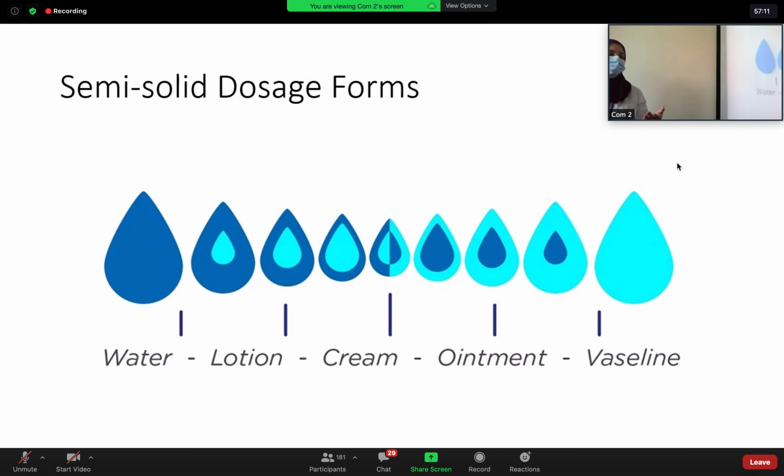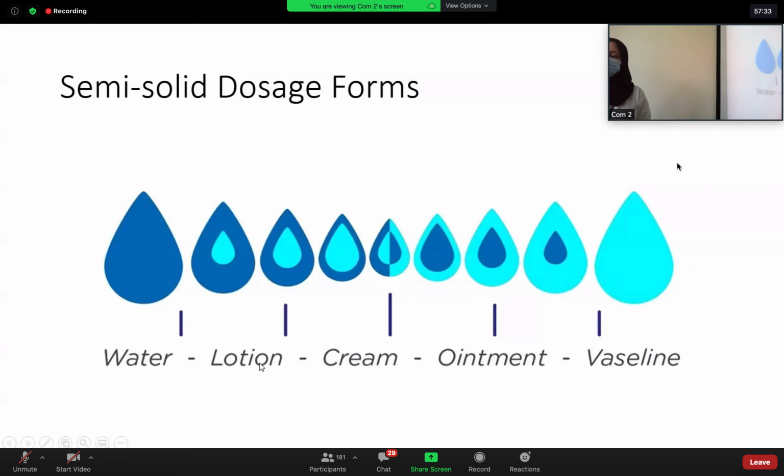basically, until we reach products like Vaseline, for example, or petrolatum. So here we have the water. It has a high water solubility. It's water basically, and then followed by lotions, and then followed by creams, and then followed by ointment, and the last one is the petrolatum.